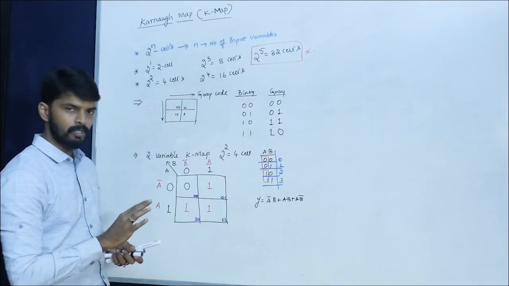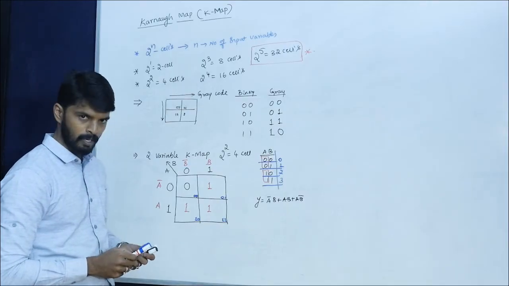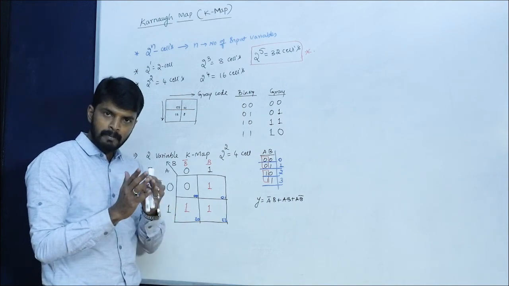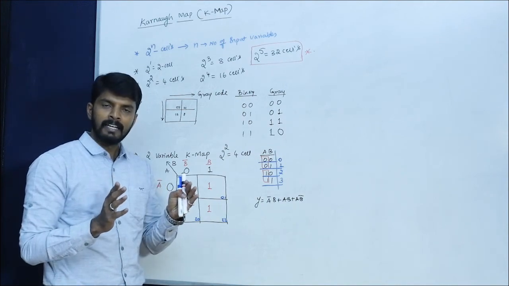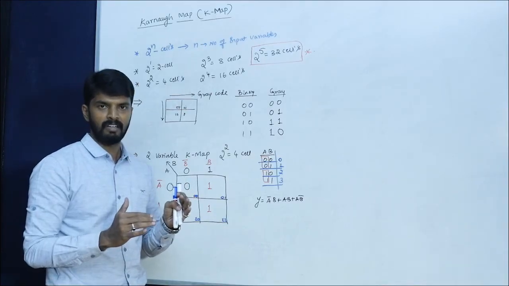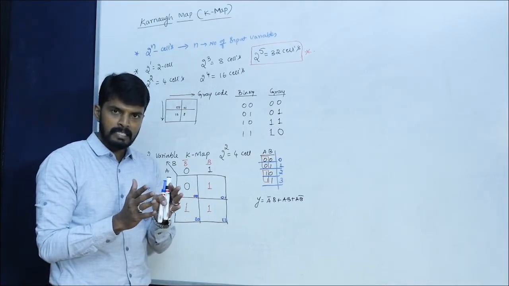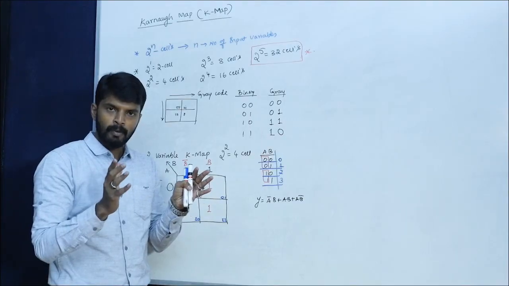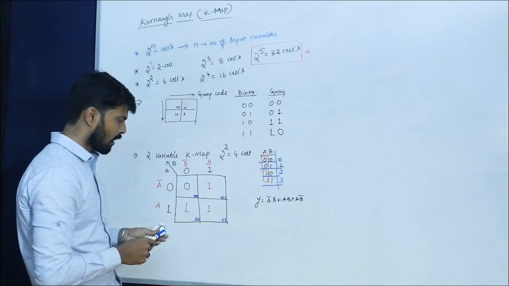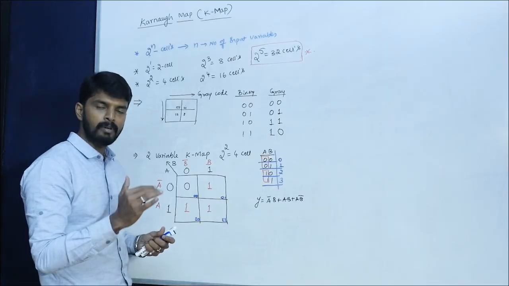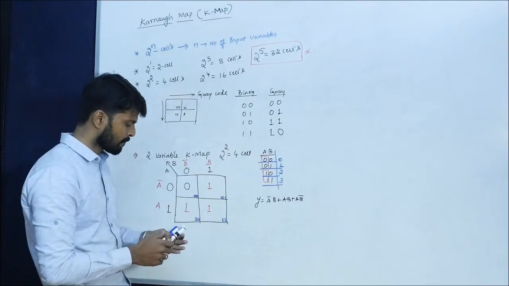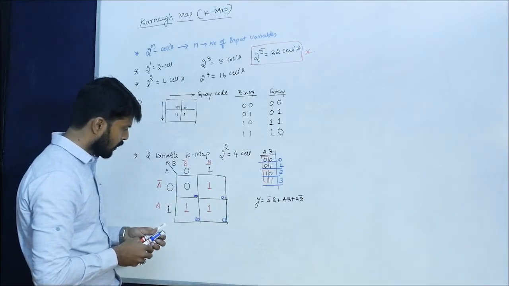So this one we shouldn't consider for our grouping. And one more thing you should remember: in a group, as the number of cells increases, the variables in the term keep on reducing. Once again, as the number of cells in the group increases, the variables in the term keep on reducing. That we should remember. And also we should make fewer groups, so obviously the number of terms in the equation gets reduced. So now I need to do the grouping.